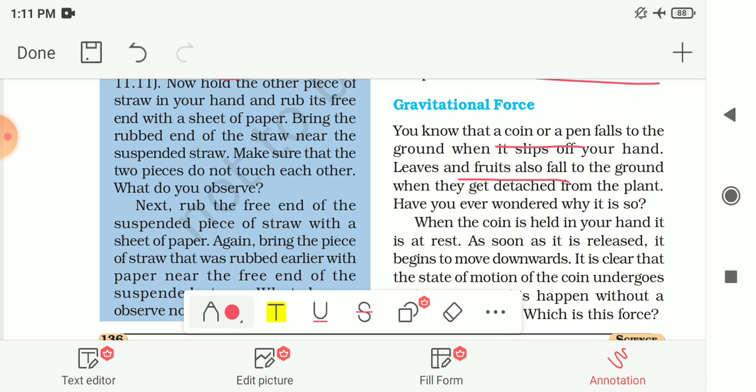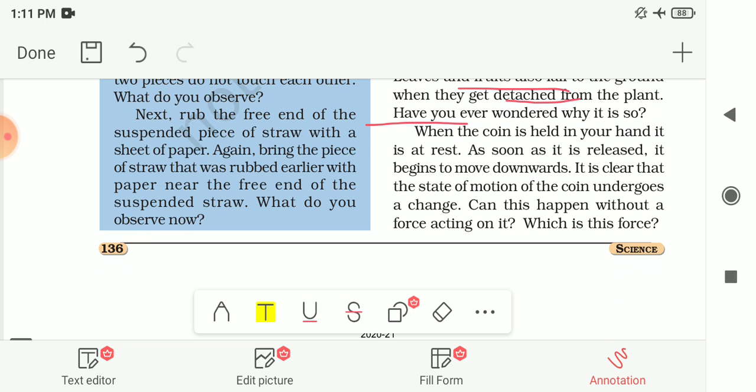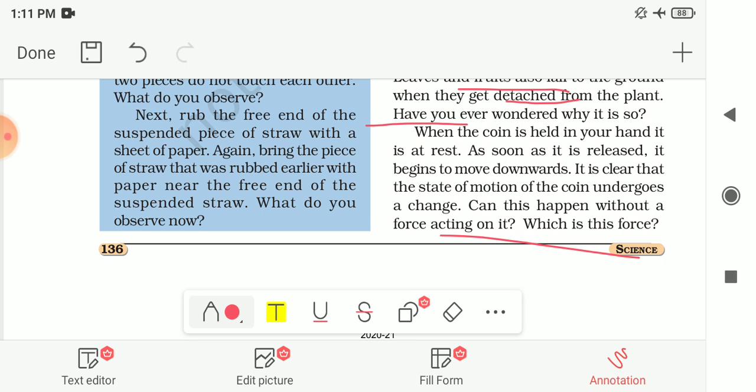Leaves and fruits also fall on the ground when they get detached from the plants. Have you ever wondered why they come downwards, why they do not go upwards? We already know the force discovered by the scientist Newton, that is gravitational force. Because of that, all these objects come towards the earth. Now let me see about that. When the coin is held in your hand, it is at rest. As soon as it is released from our hand, it begins to move downwards.